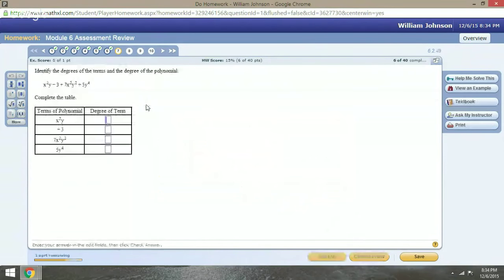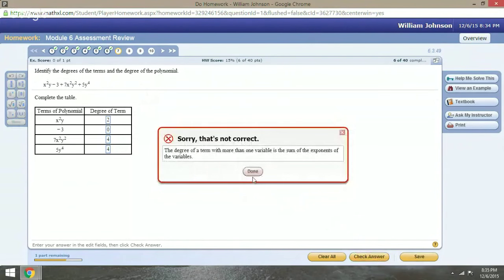And once we get to the factoring questions, that's the, okay. Terms and degree of the polynomial. That's going to be degree 2. I'm pretty sure that's degree 0. That one's degree 4. And that one is also degree 4. And the reason why this works, before you click check answer, let me run this through. Wait, what?